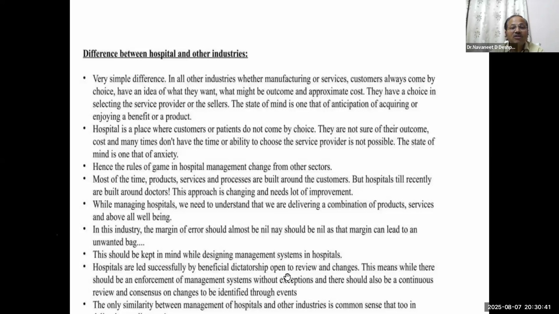Hospitals are led successfully by beneficial dictatorship. So there has to be some level of discipline required. This means that while there should be an enforcement of management systems without exceptions, there should also be continuous review and consensus on changes to be identified through events.